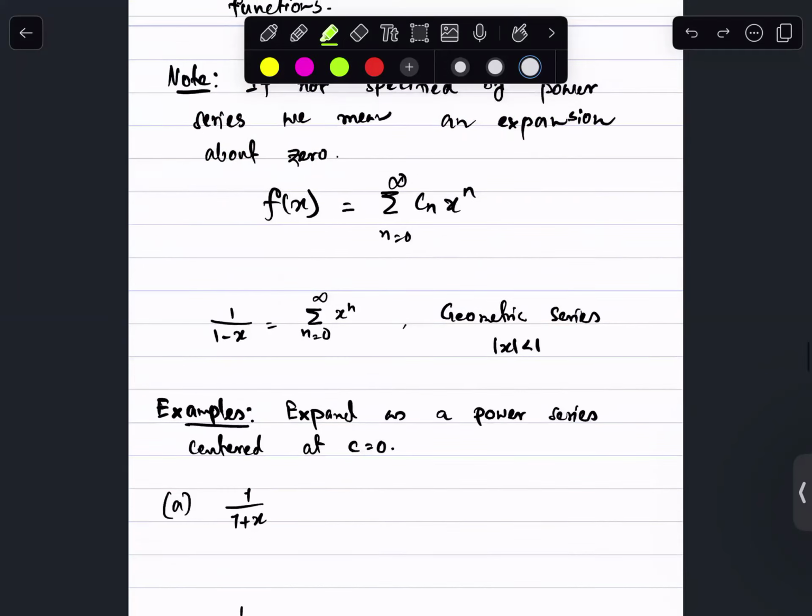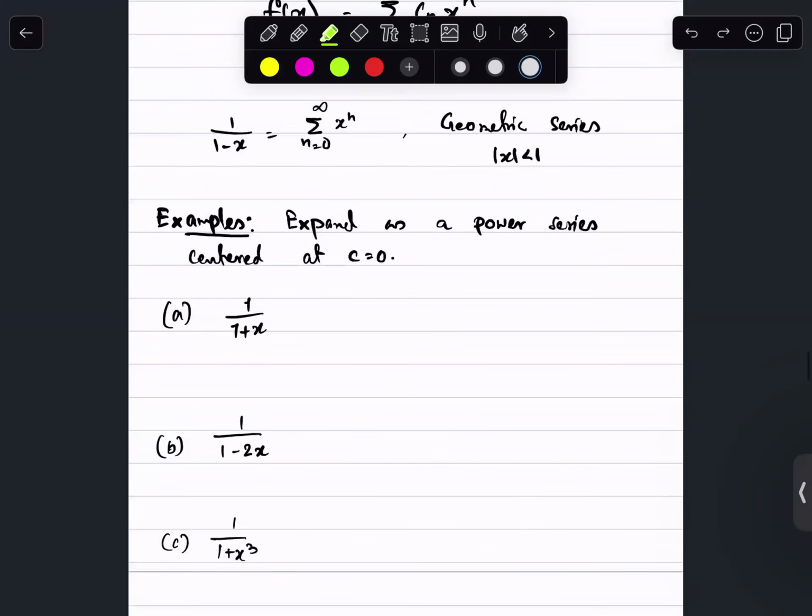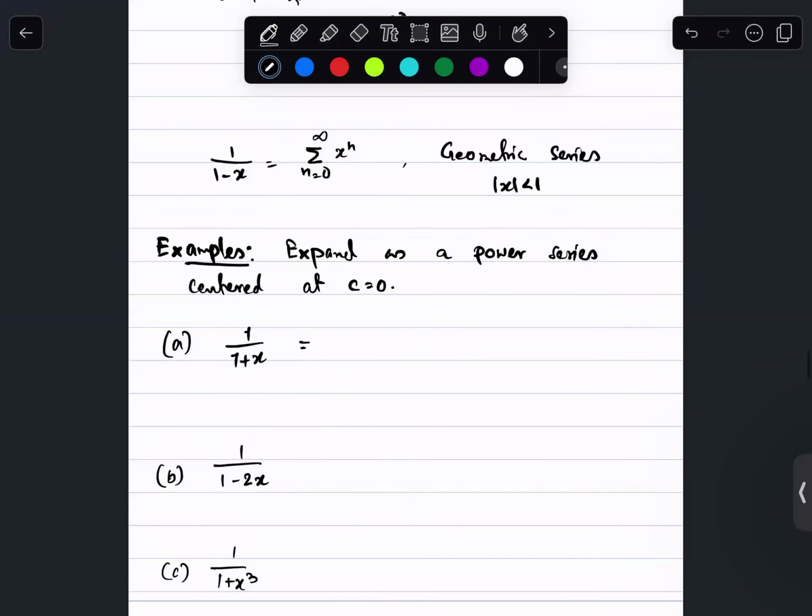Let me focus on some of the examples. The question A, B, and C is asking to evaluate the corresponding power series for these nice-looking functions. For the first function, 1 over 1 plus x, I have to find a power series. The main thing I need to use is the formula of the geometric sum. To represent it in terms of a geometric sum, I can write it like this.